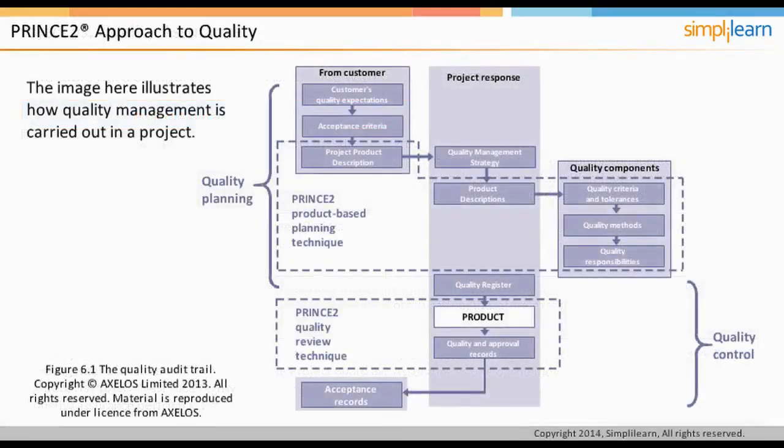The image on the screen is one of the most important diagrams of PRINCE2 methodology, explaining how quality management is carried out in a project. This theme is based on the principle focus on products, and PRINCE2 recommends a systematic approach for achieving quality. The image has two parts. The first part is quality planning and the second one is quality control. Let us discuss these two parts of the quality audit trail in detail in the subsequent screens. The whole quality theme is about understanding this diagram that explains the PRINCE2 approach to quality. We will look at quality planning in the next screen.